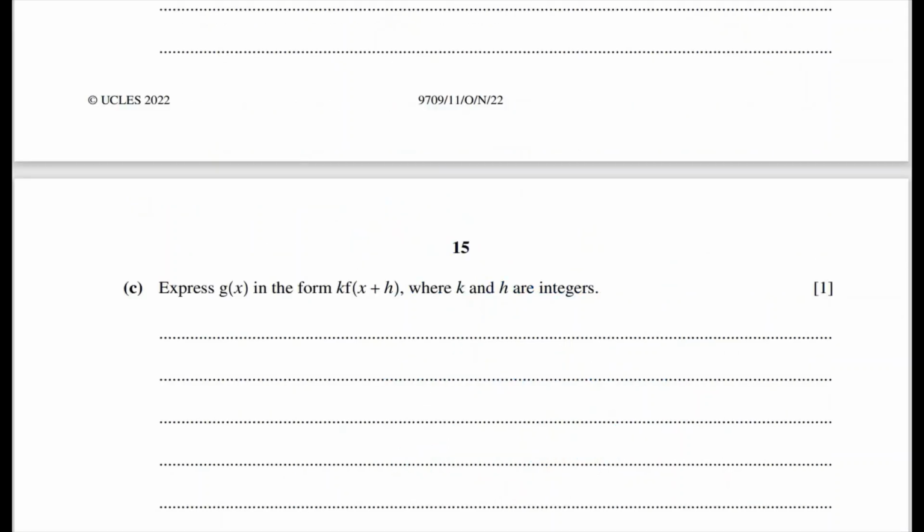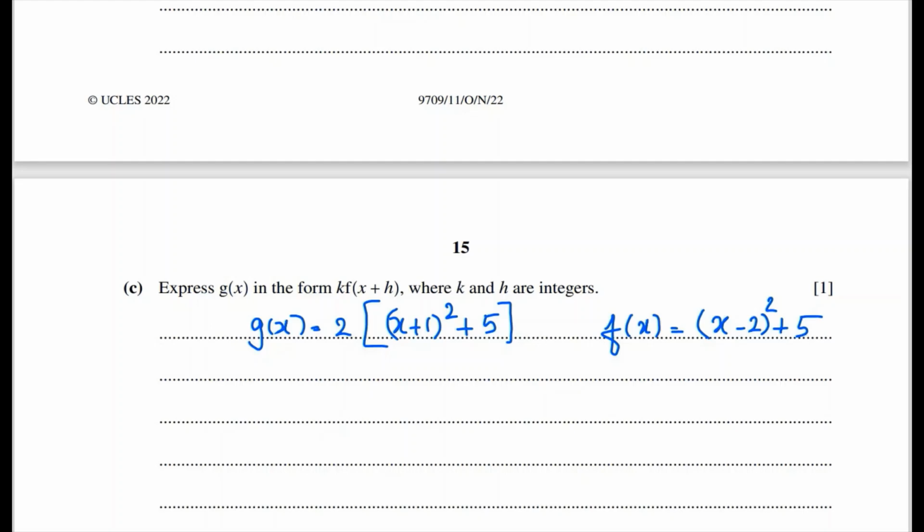Let's express g of x in the form k multiplied by f of (x plus h), where k and h are integers. So first let us write what is g of x. g of x equal to 2 multiplied by (x plus 1) the whole square plus 5. And f of x is (x minus 2) the whole square plus 5. Now compare both.